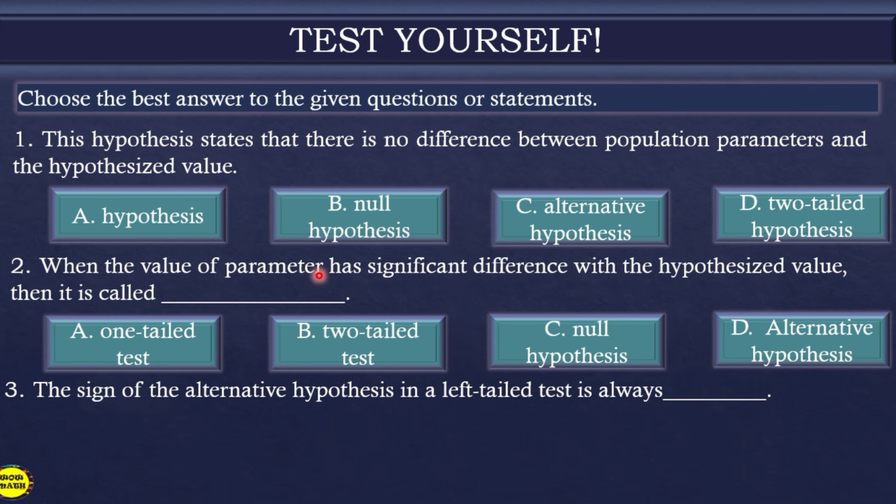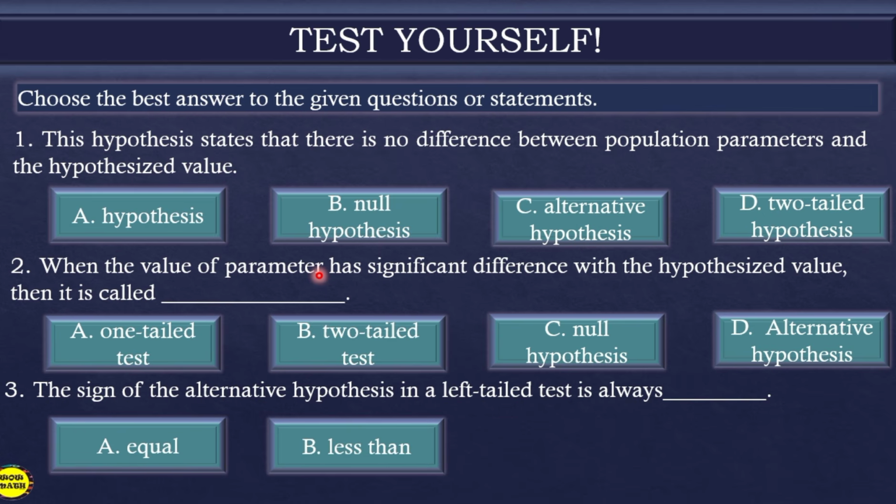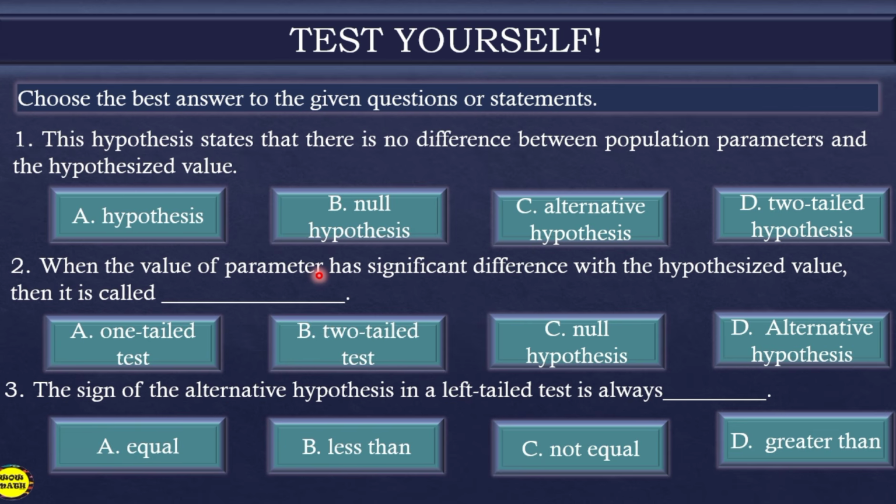Number 3. The sign of alternative hypothesis in a left-tailed test is always blank. A, equal. B, less than. C, not equal. D, greater than.